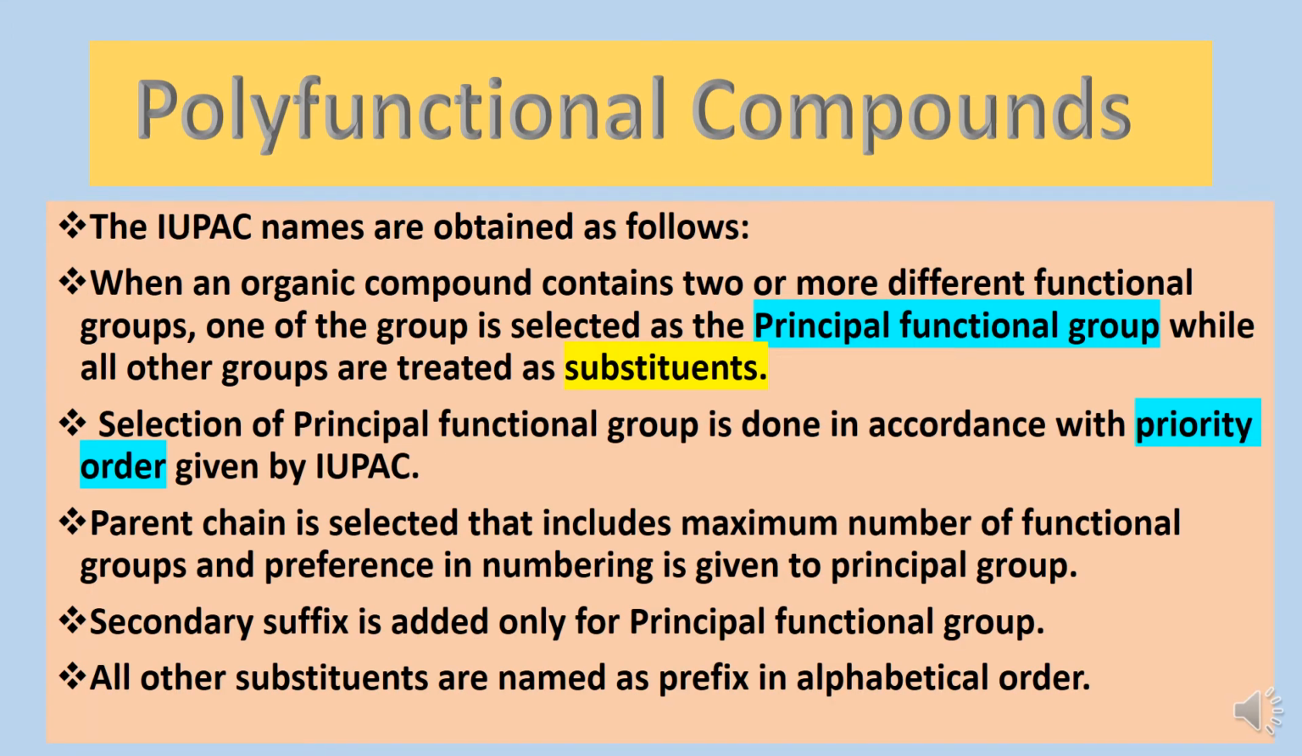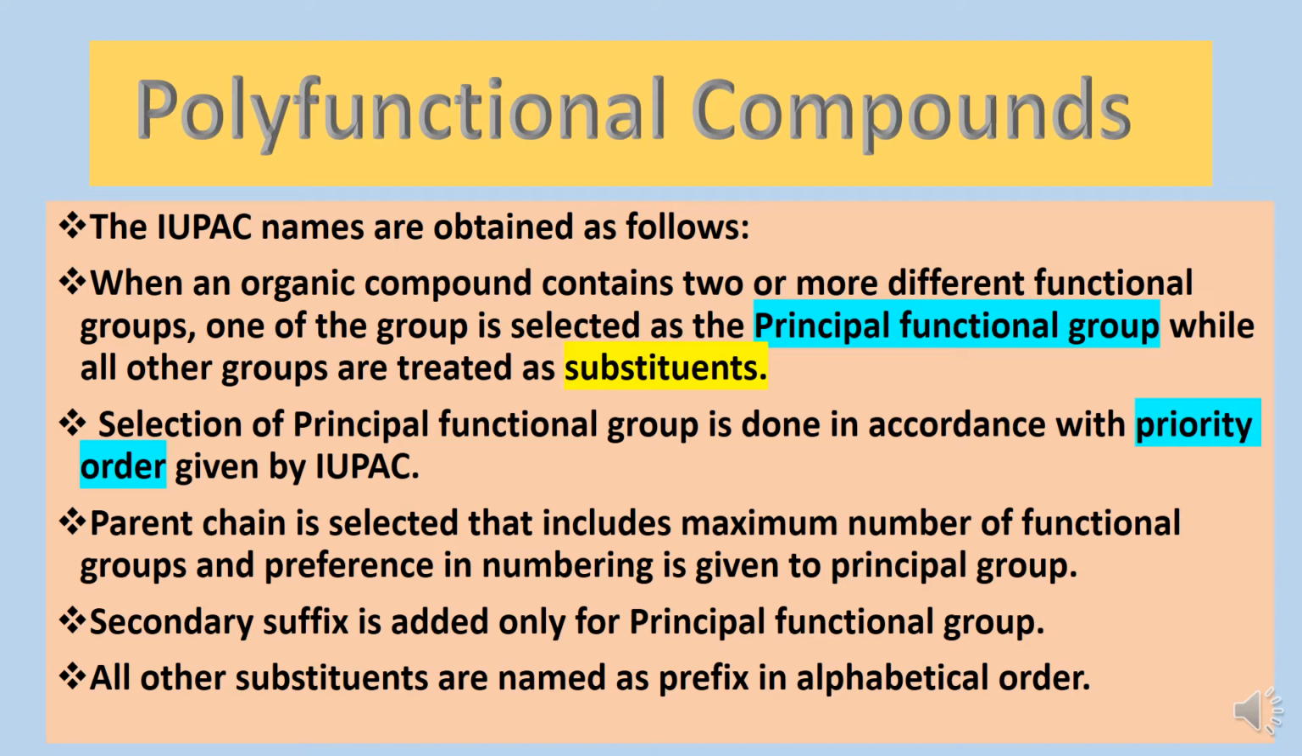The first important thing is if an organic compound contains two or more functional groups, one of the groups is selected as the principal functional group while all other groups are treated as substituents. एक ग्रुप आपने प्रिंसिपल फंक्शनल ग्रुप सेलेक्ट करना है एंड बाकी के ग्रुप्स को सब्सटीट्यूएंट्स की तरह ट्रीट करना है. And selection of principal functional group is done in accordance with priority order given by IUPAC that we'll discuss in the next slide. What is the priority order given for various functional groups?